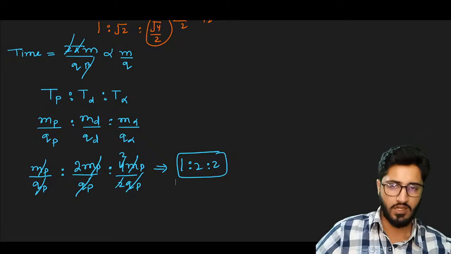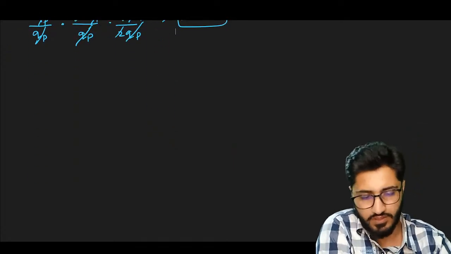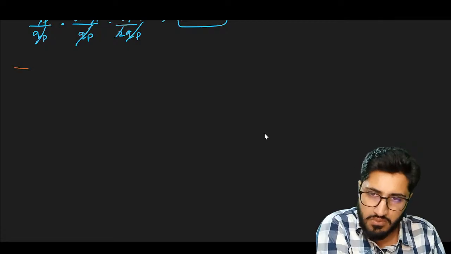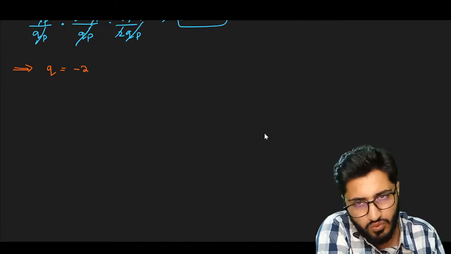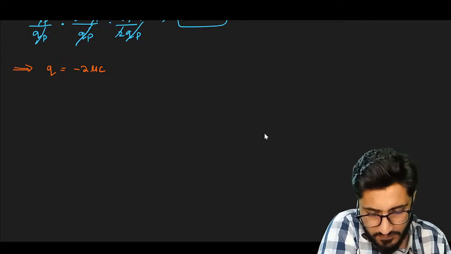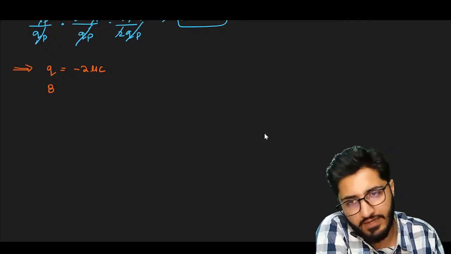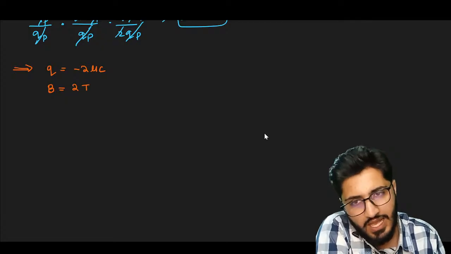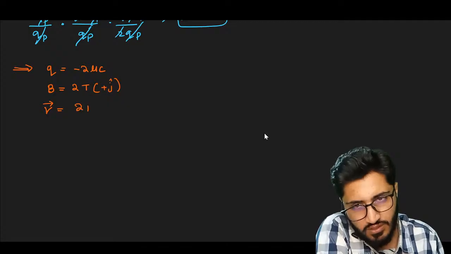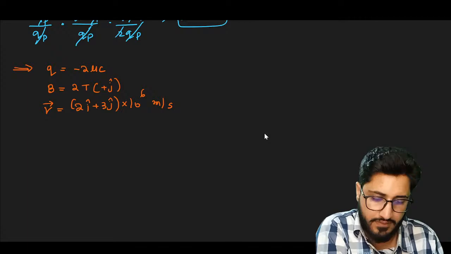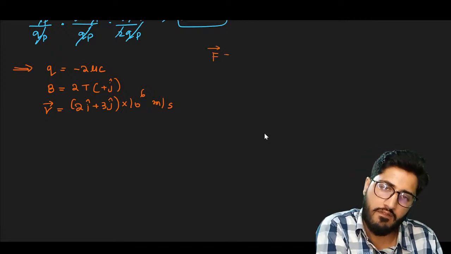Look now, let us do some numericals. If we have a charge of minus 2 microcoulomb, and a magnetic field B of 2 Tesla acting along plus J cap, and the velocity is given as 2 I cap plus 3 J cap times 10 to the power 6 meters per second, then find the value of F.